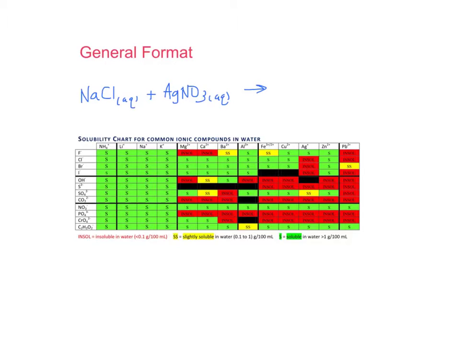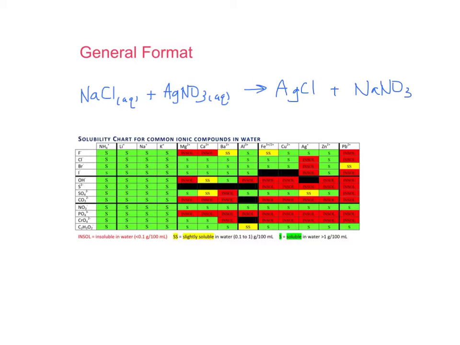plus a BC. So if you look at the example that I have here, we have sodium chloride, which is aqueous, reacting with silver nitrate. And if we remember that the two metal ions are just going to swap places, we can predict the products, and the products would be silver chloride, where the charge of the silver ion is +1, and the charge of the chloride ion is -1, so the chemical formula is AgCl. And then the other product would just be sodium nitrate, NaNO3.